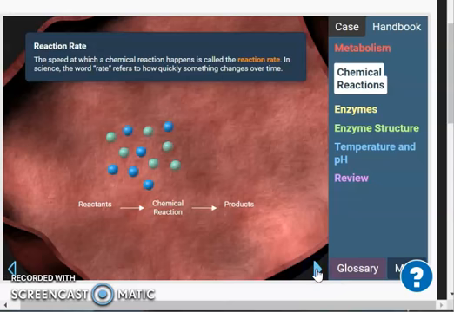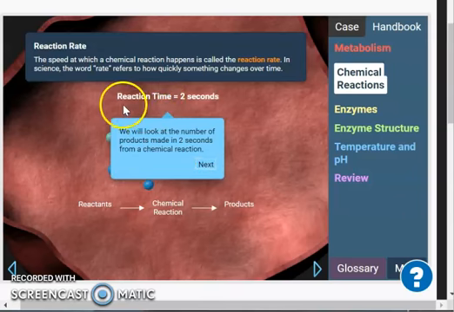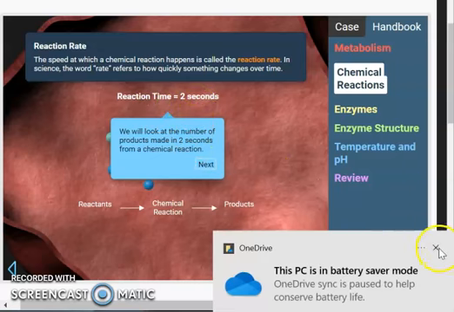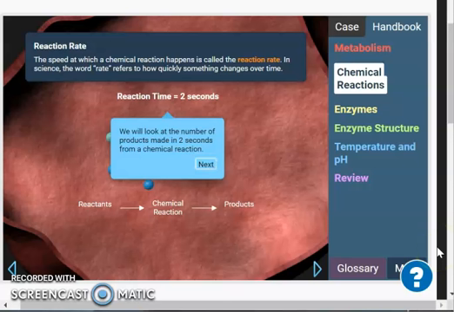Our reaction rate. The speed at which a chemical reaction happens is called the reaction rate. In science, the word rate refers to how quickly something changes over time. Our reaction time is 2 seconds. We will look at the number of products made in 2 seconds from a chemical reaction.